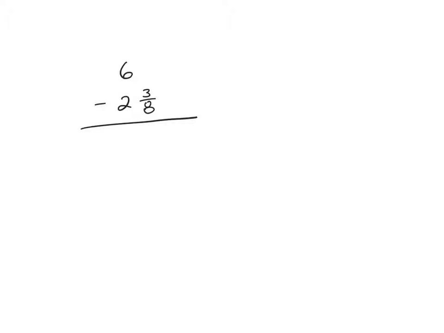Here's another problem, but it may look a little bit different. I have 6 subtract 2 3/8, and notice that the top number 6 is just a whole number 6. So I need to take that 3/8 away from something, but notice I don't have a fraction up here to take it away from, and I have to take that 3/8 away from something. So what I'm going to do is I am going to regroup.